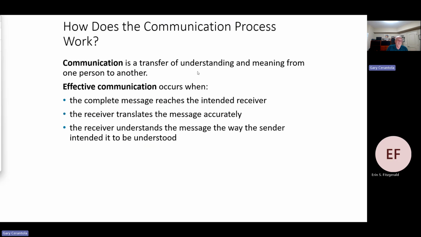So transformation coupled with the right communication is key. Right. And that's why we're going to get into a little bit of the technology of communication here. So when does effective communication occur? When the complete message reaches the intended receiver. When the receiver translates the message accurately. When the receiver understands the message the way the sender intended it to be understood.